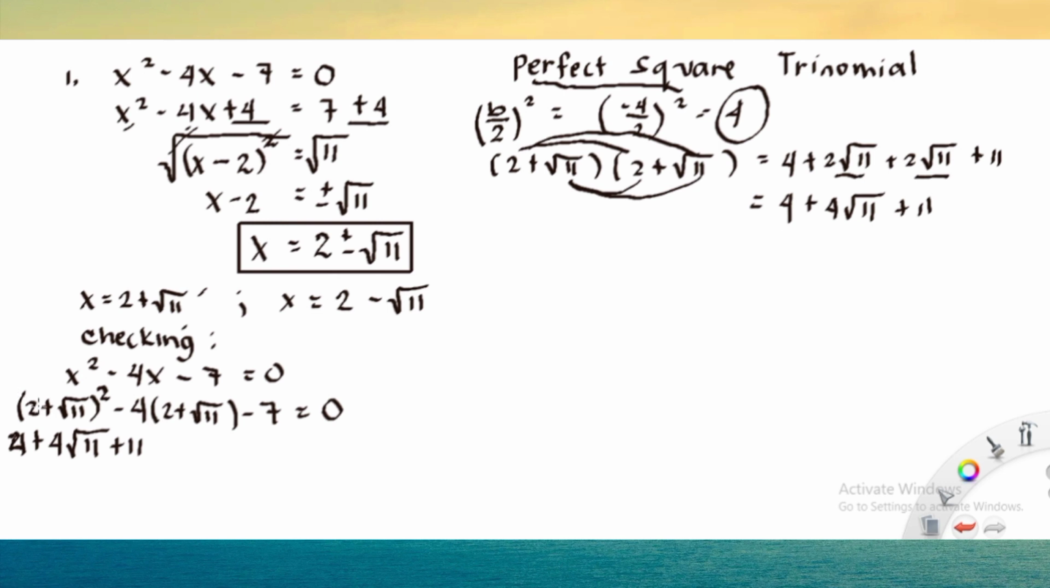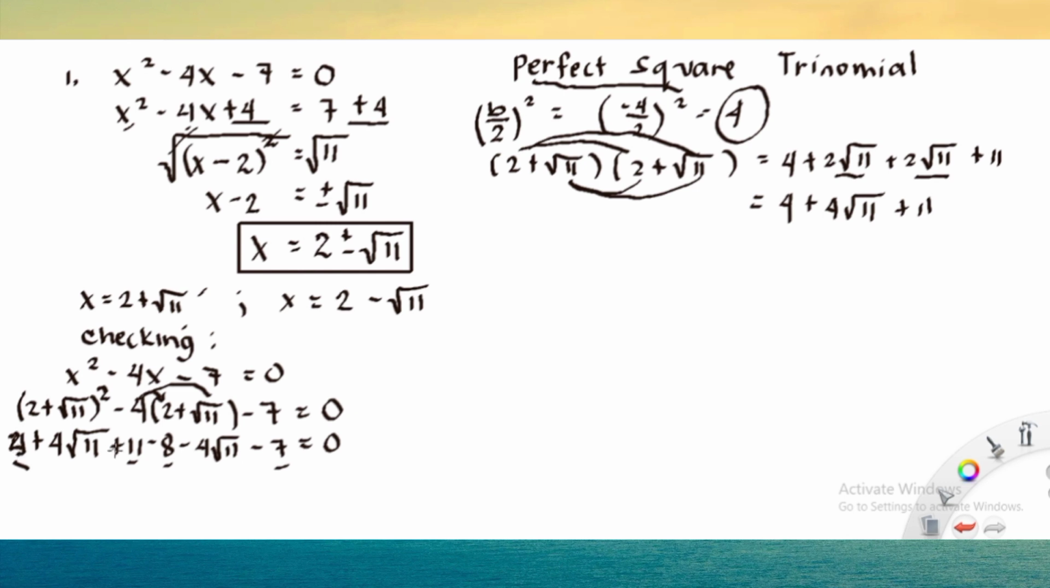Okay? So, we square the first term, that is 4. And then 2 times the first term, which is 2, times the second term. So, that's 4 square root of 11. Then the square of the second term, which is 11. So, here it is. We will combine 4 and 11 later. Then, distribute negative 4. Negative 4 times 2 is negative 8. Negative 4 times square root of 11 is negative 4 square root of 11. Copy minus 7. Equals 0 pa yan. So, let's solve. What can we combine? 4, 11, negative 8, and negative 7.